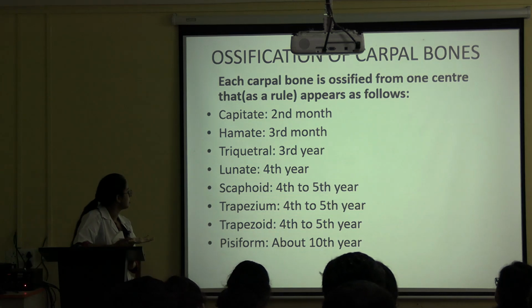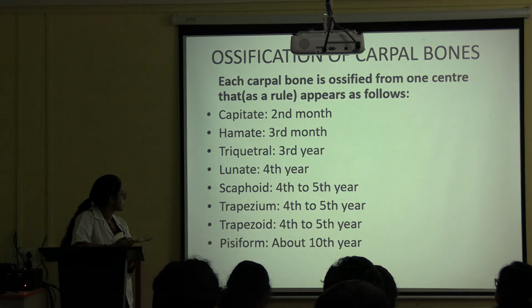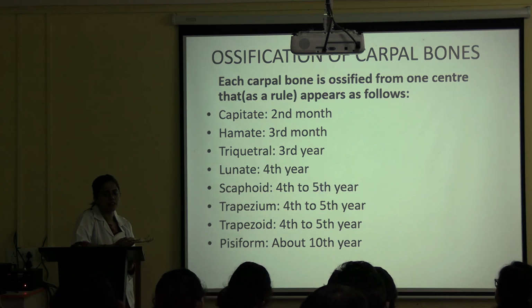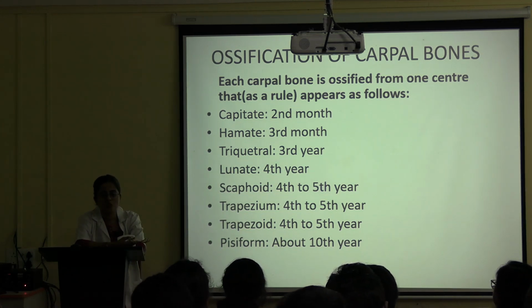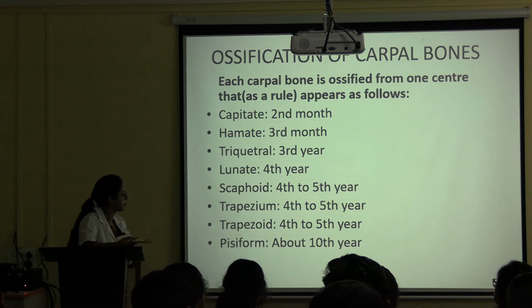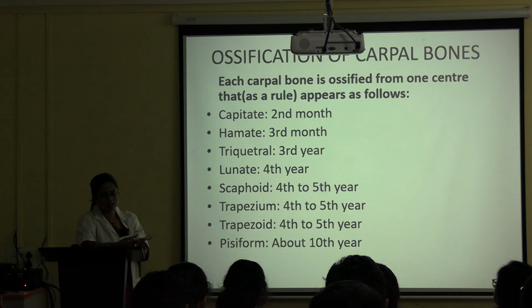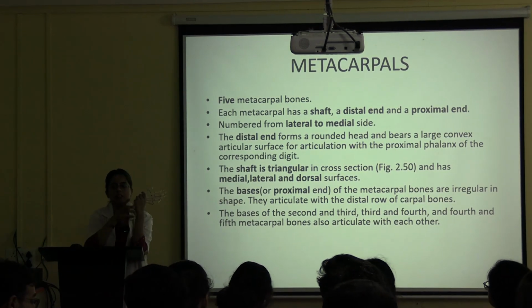Lunate fourth year. Scaphoid 4th to 5th year, trapezium and trapezoid both 4th to 5th year, and pisiform is the last bone to ossify. Okay, so which is the last bone to ossify? Pisiform. It ossifies at about 10th to 12th year. Clear? Now metacarpal. How many metacarpals are there?